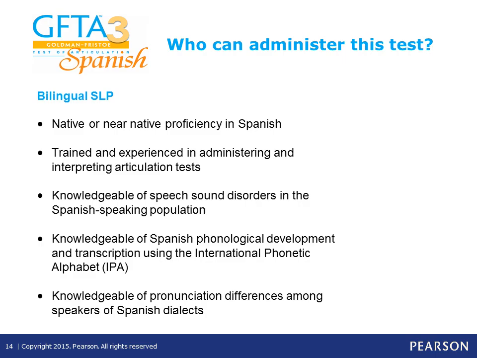The first question is, who can administer this test? A bilingual SLP with native or near native proficiency in Spanish. This person must be trained and experienced in administering and interpreting articulation tests, knowledgeable of speech sound disorders in the Spanish-speaking population, knowledgeable of Spanish phonological development and transcription using the International Phonetic Alphabet, or IPA, and knowledgeable of pronunciation differences among speakers of Spanish dialects.